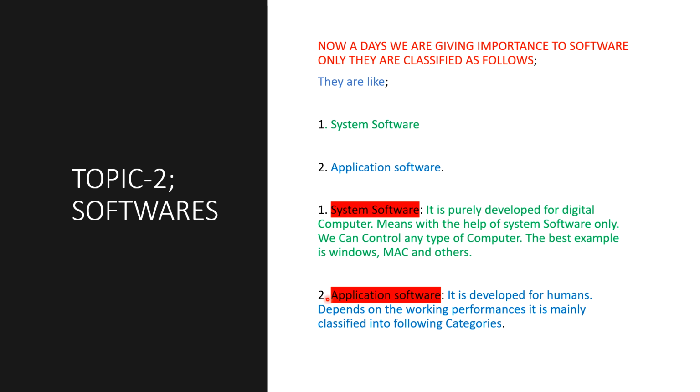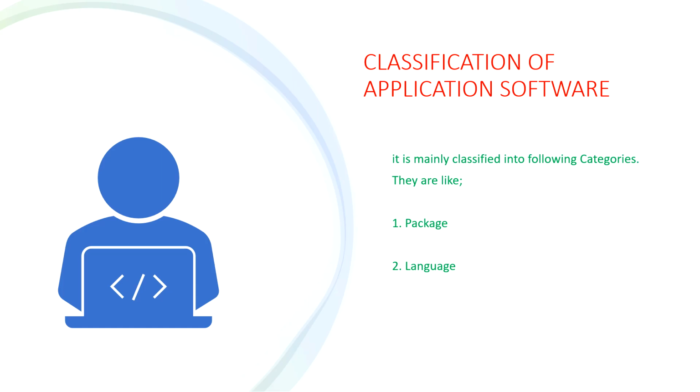Okay, coming to the second type, application software. It is developed for humans. Depending on the working performances, it is mainly classified into the following categories. Let us see that.